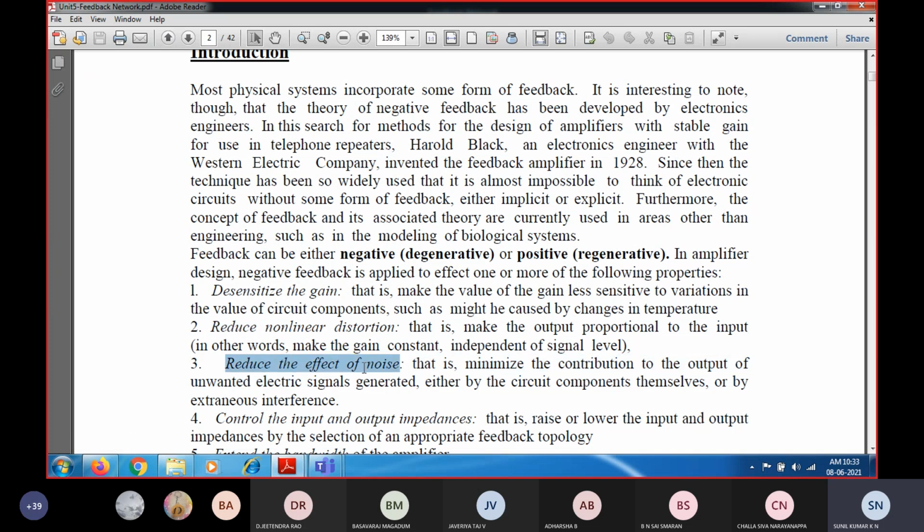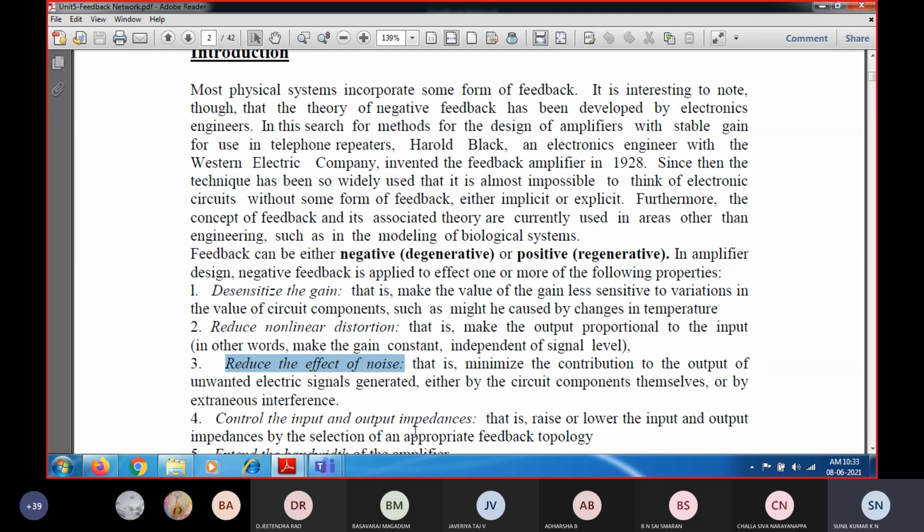And the third important property of negative feedback is that it reduces the effect of noise. Noise is a very important parameter in all communication equipment, so noise plays a major role. You will be knowing Gaussian noise, glitter noise, shot noise. All these are nothing but noise. When you are studying communication subjects, you will be going through this noise. This noise is nothing but an unwanted signal, and it is going to corrupt the main input signal.